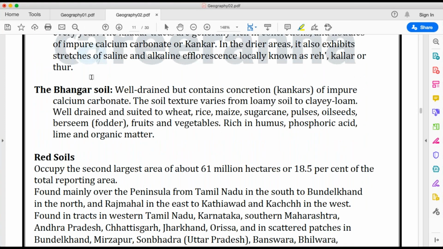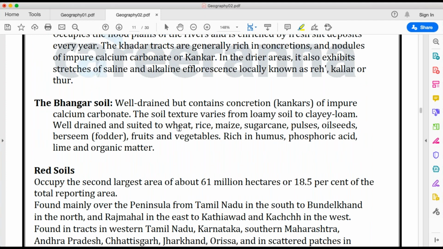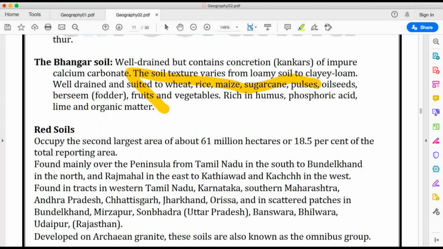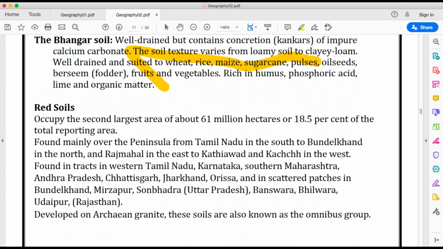So for example, if I talk about Bhangar soil, it is known for wheat, rice, maize, sugarcane, pulses, etc. So you should be able to tell me this. You are seeing here, this is what you should be able to tell me if I talk about Bhangar soil. Similarly about all other soils, red soils, where is it found? It's found in Tamil Nadu, Bundelkhand, Rajmahal, Kathiawar, Kutch, etc.